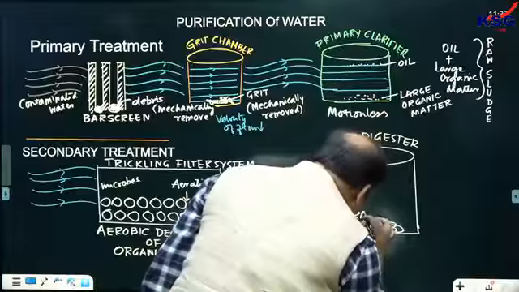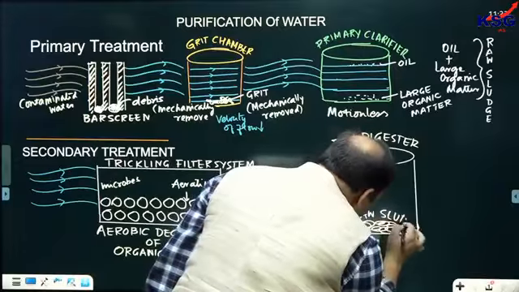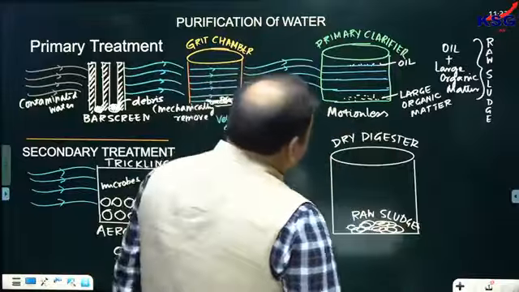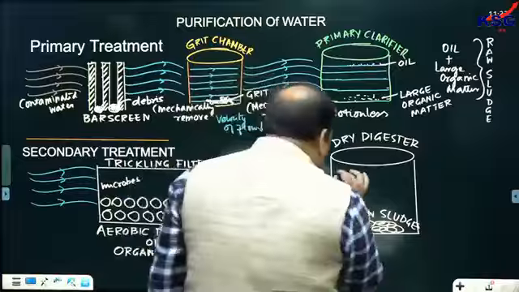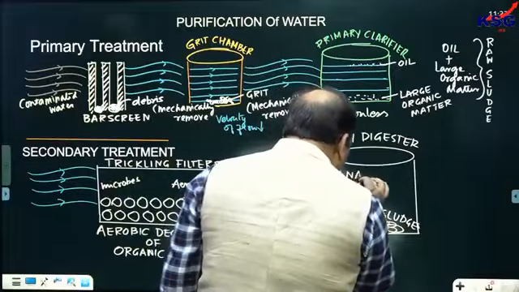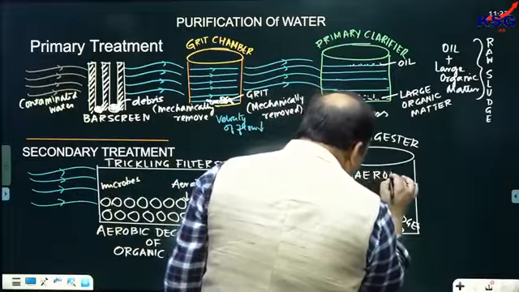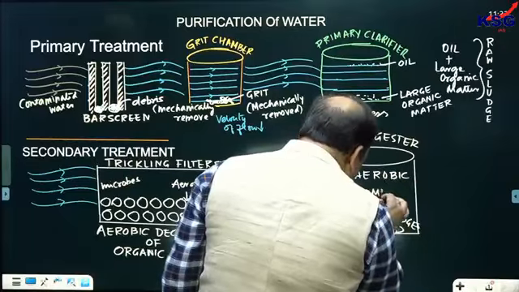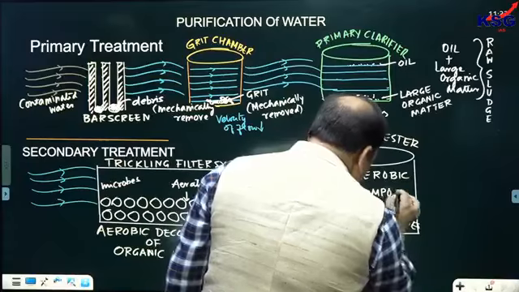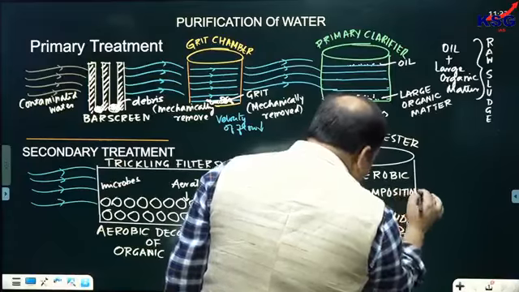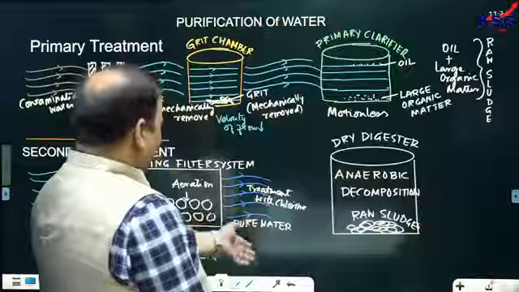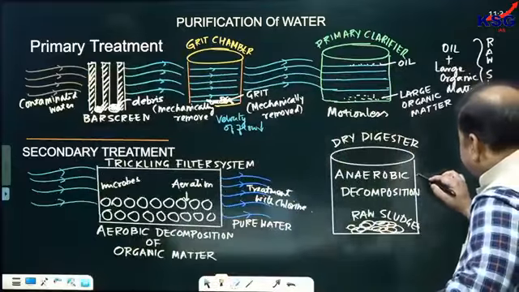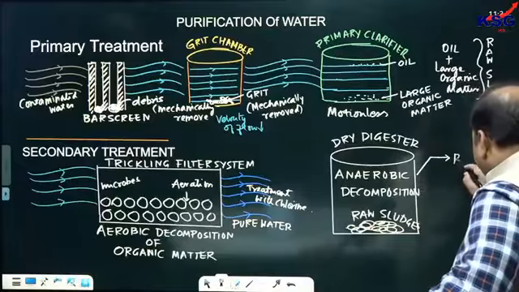So this is raw sludge, and how would this be treated? This would be treated by anaerobic decomposition. Anaerobic decomposition would take place, so that's airtight. Now when anaerobic decomposition of the raw sludge takes place, we can see that there would be two kinds of formation. One, biogas would be formed.